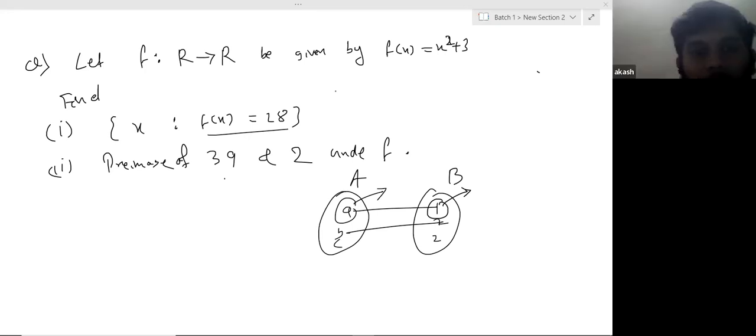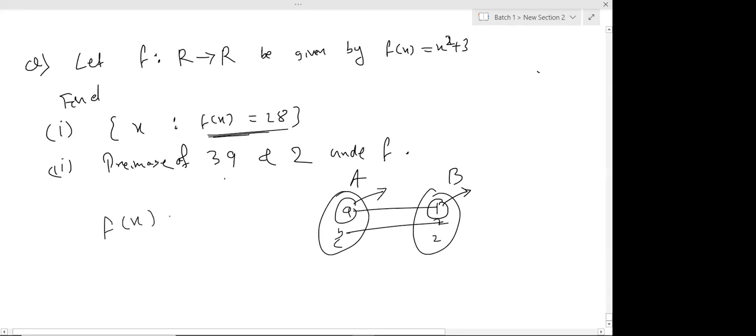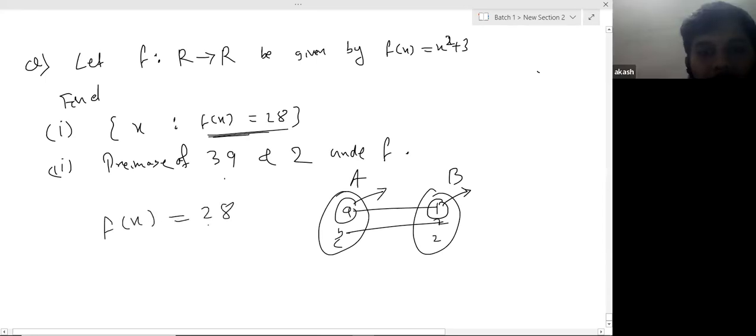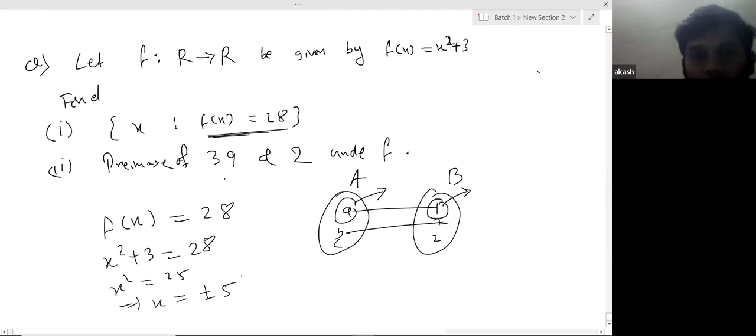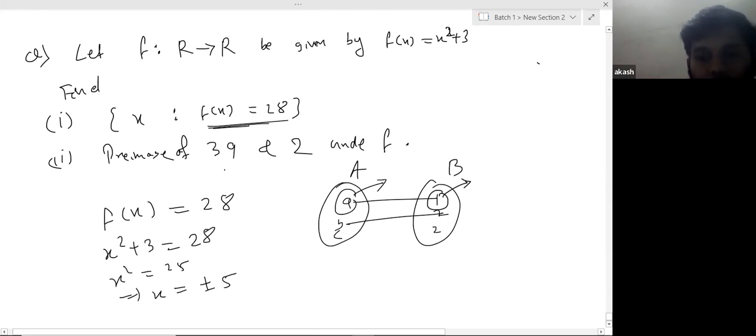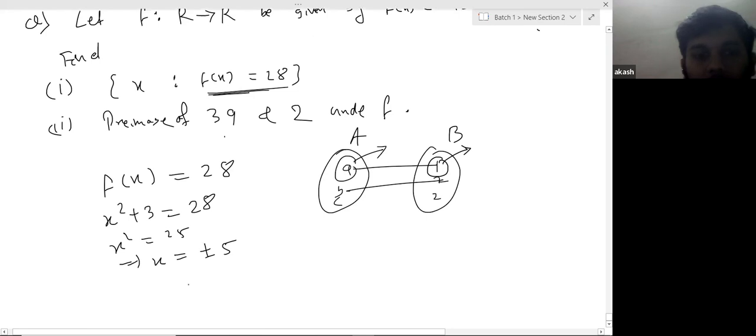All right, see. The first one is saying f of x should be equal to 28. So f of x is x square plus 3. So x square plus 3 equals 28. That means x square equals 25. That means x equals plus minus 5. Easy. All right.